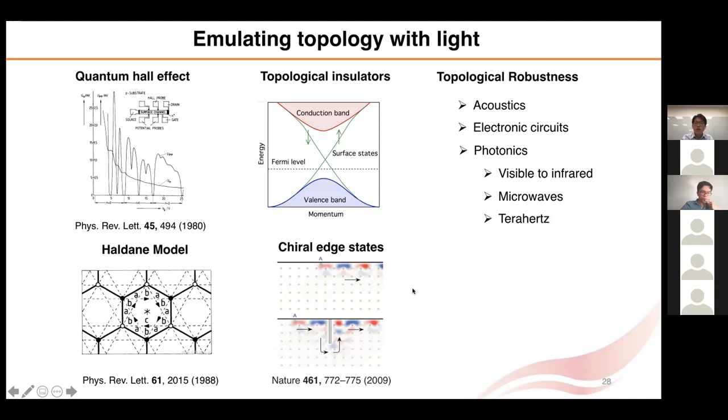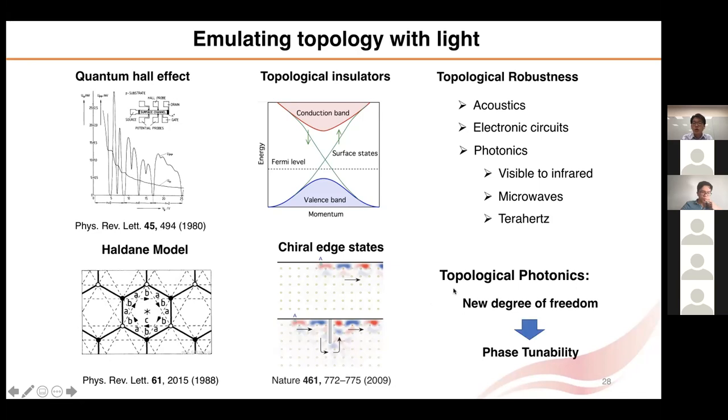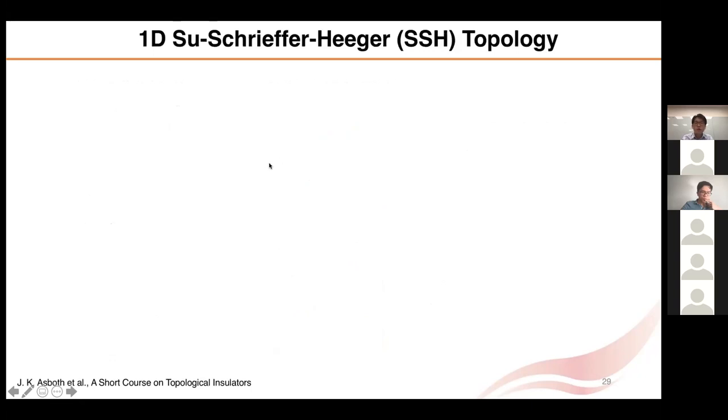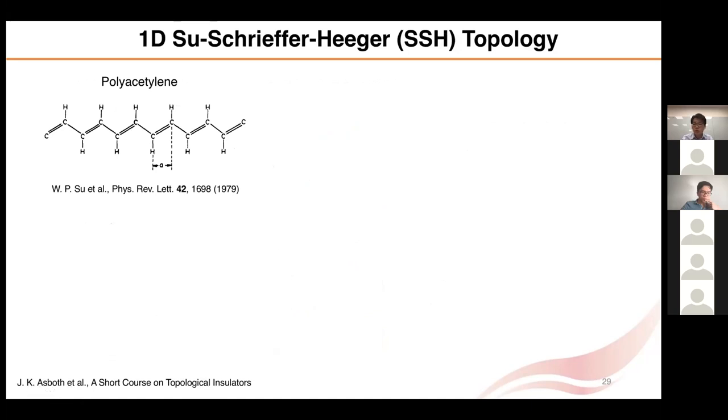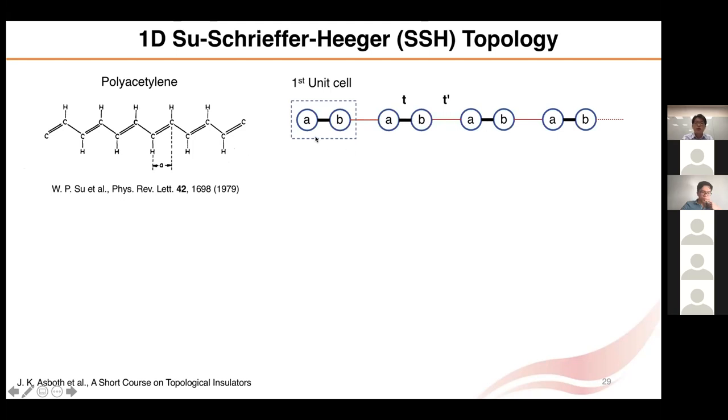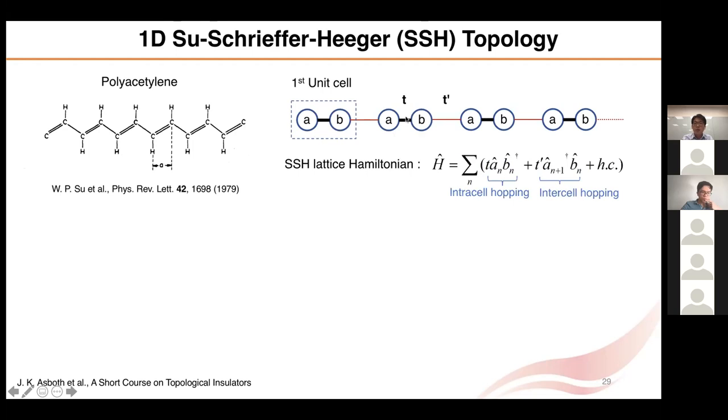So in more recent years, there has been growing interest in introducing a new degree of freedom inside the system, such that we can have some tunability, for example, phase tunability. In topological systems, one of the simplest models is the 1D SSH model, the Su-Schrieffer-Heeger model, which originated from a very old organic material, polyacetylene, with a staggered structure. If we look at the structure, the unit cell consists of two atoms, as shown here. The Hamiltonian can be represented basically by this intracell hopping t, as well as this intercell hopping t prime. Essentially, the phases of this 1D SSH model are largely determined by the relative strength of these two hopping amplitudes.